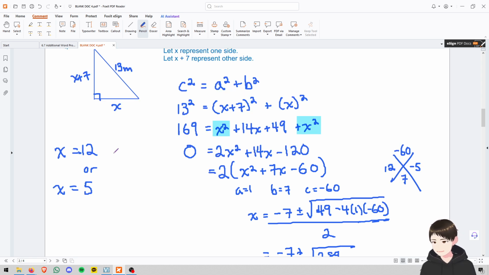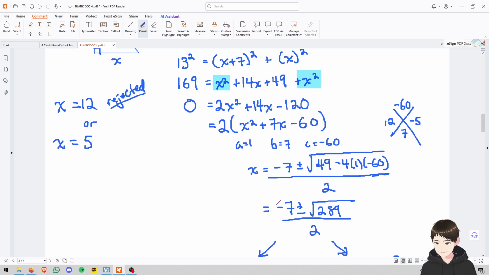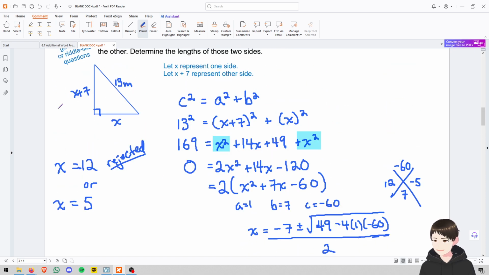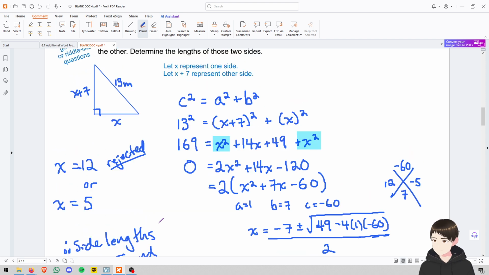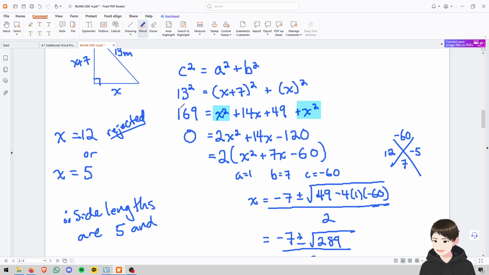They both are acceptable mathematically, but in real life, that doesn't make any sense. Like, when would you ever have a side length of negative 12? That's nonsensical. So negative 12 is going to be rejected. It is another extraneous root. It works mathematically, but it does not work when applied to this situation. So my x is a 5. What does that mean? Therefore, side lengths are 5 and 5 plus 7, which is 12. There it is. Ta-da.